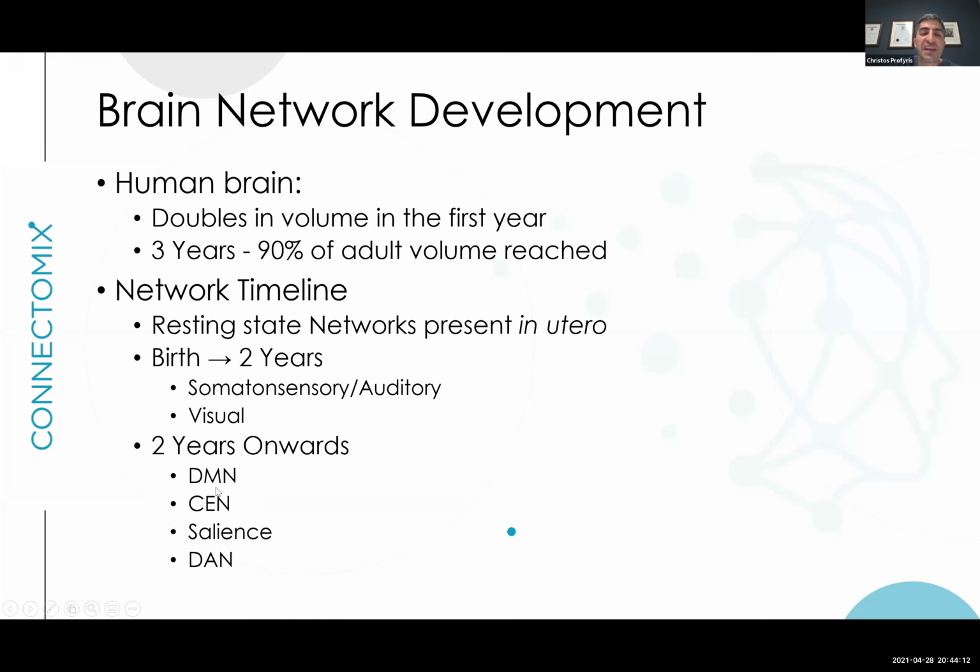The default mode network probably comes online at about 2 years of age. And it's very interesting because that's about the same time that children start to recognize their own reflection in a mirror. And remember that network's responsible for internal thinking. So putting the idea of yourself into your environment, understanding that you are part of your environment. And that's when kids recognize their reflection, which reflects that.